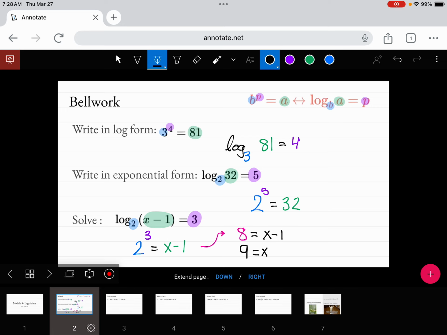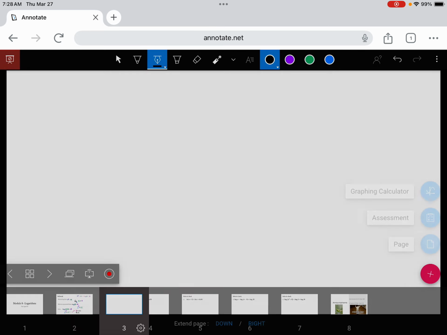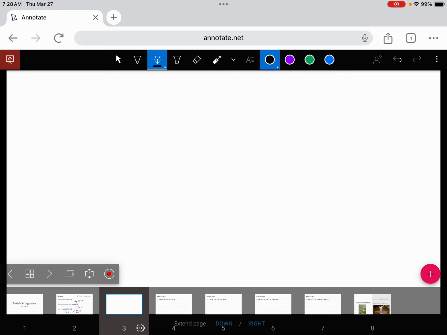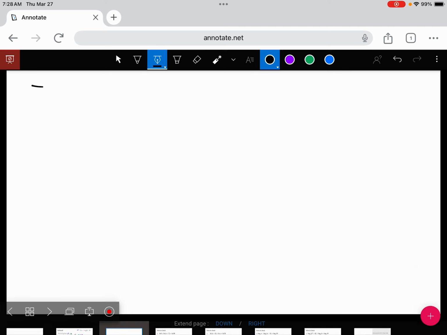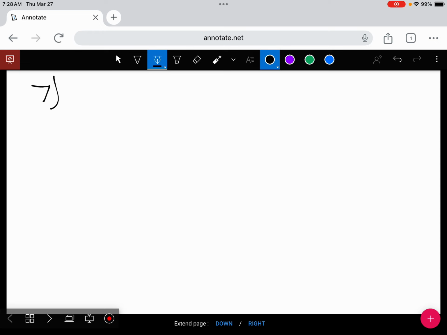Okay, we're going to be on page 9 in your packet. Hang on. And I want to do number 7, and then we'll do the one that I wanted next, which was number 2. So I want to see number 7 up at the top. That's our ln(3x minus 1) equals 2.